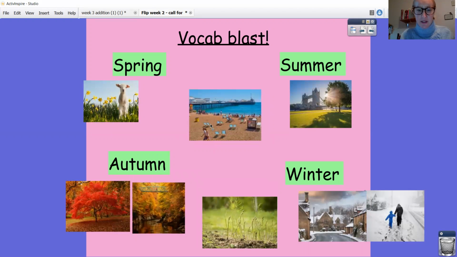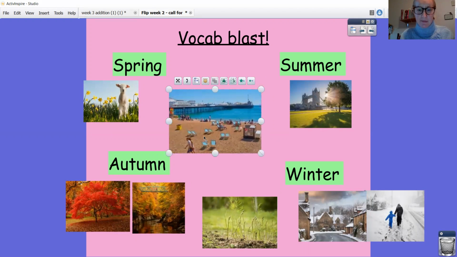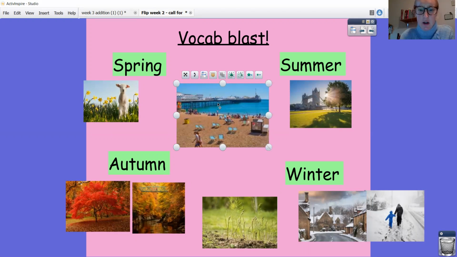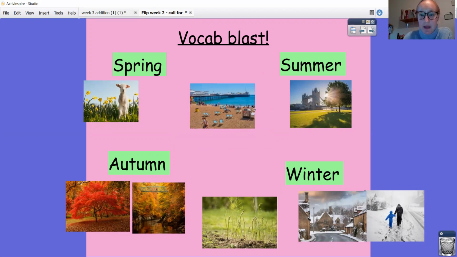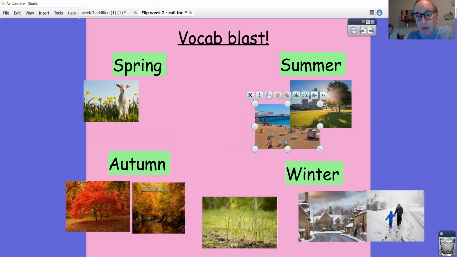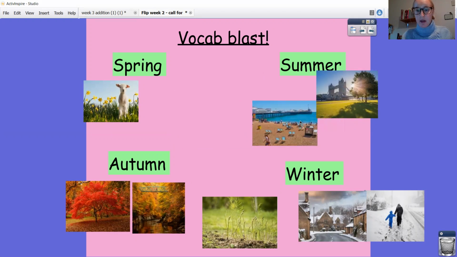Here, I've got a seaside picture. Looks very hot and sunny. There's no clouds in the sky, so that to me suggests it's a nice hot sunny day. People are in shorts over there. So I think that this season must be summer. Move those along so you can see them both.